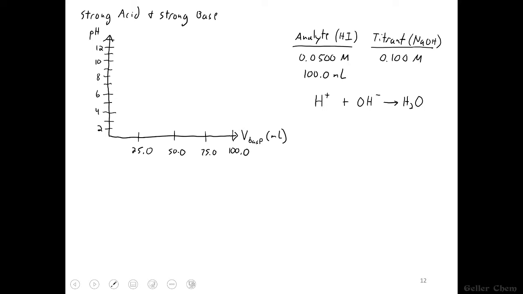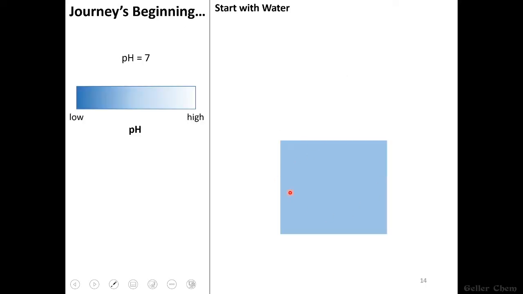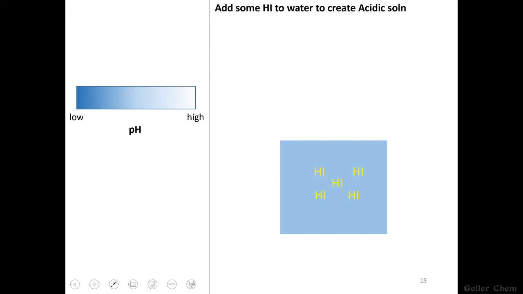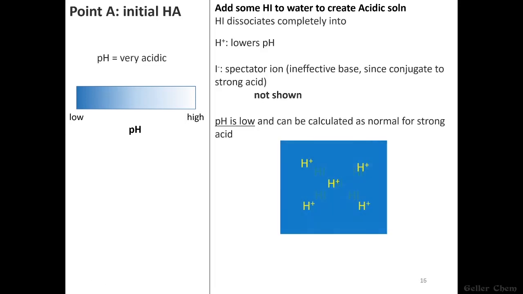So let's get started. Our journey begins with water. And of course, water's pH is 7, and I will denote the relative pH with dark or light blue. And now I'm going to put in our strong acid, HI, which we know will 100% dissociate into protons and I-, spectator ions or ineffective bases, and I'm not going to bother to show them since they don't do anything. Of course, now that we've added all these protons into solution, our pH has gone way down. The pH is low, and we can calculate it the way we normally would for a strong acid. So let's write some notes.